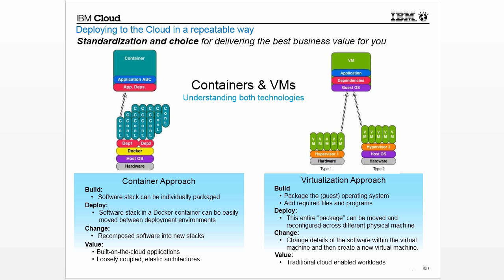This chart shows some of the differences in use cases between containers and virtual machines, specifically regarding build, deploy, and update lifecycle of an application. Deployment of applications to the cloud should be done in a repeatable way through standardization. It is important to make choices in cloud technology that deliver the best value and make the best business sense. We will explore the Cloud Foundry approach in detail in Section 2.